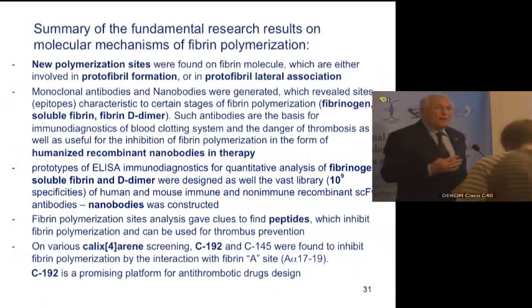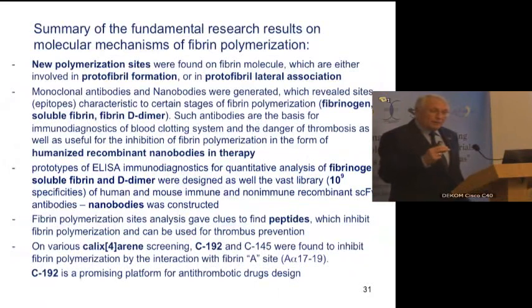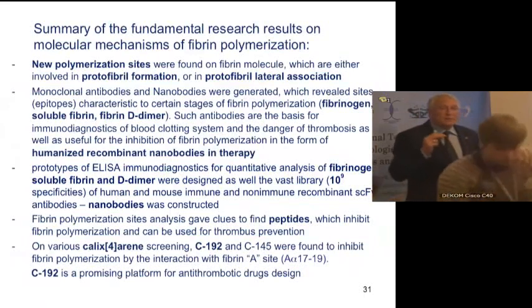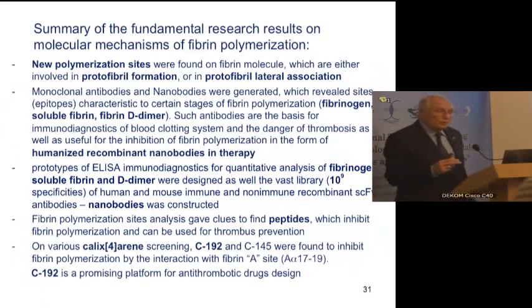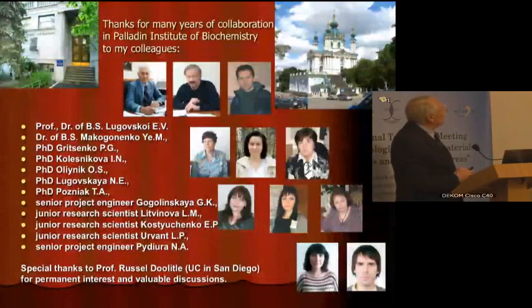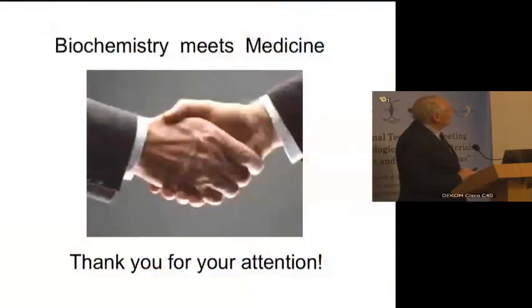It's either nanobodies, it means recombinant human antibodies which are directed to the sites of polymerization. It can be specific peptides which block this process, and it can be calixarenes. And these are photographs of some of the colleagues from the Institute of Biochemistry who participated in this job. Thank you very much.